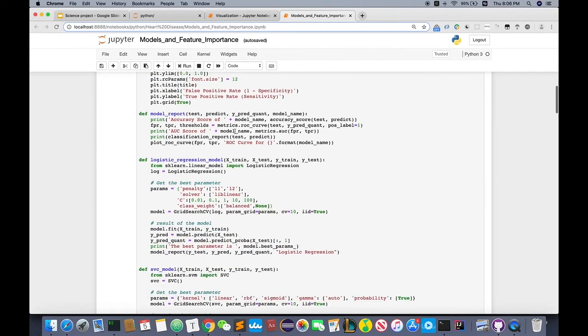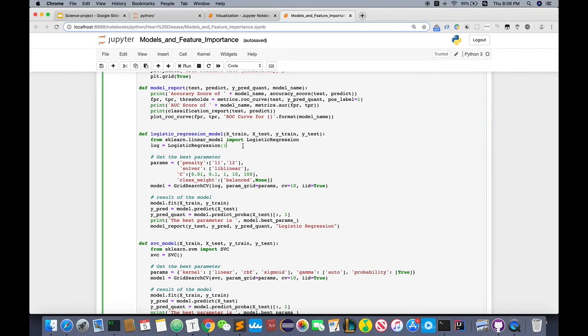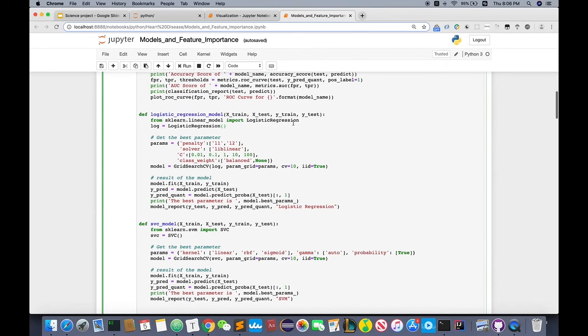Let's take a look at the code. First, we use the logistic regression package from sklearn to construct the model. Then we put all the possible parameters into the variable params and pass it into grid search CV. And then you will find the best parameters for our model and construct a model. And then we will train the model with our data, and after that we will calculate the accuracy and the AUC.